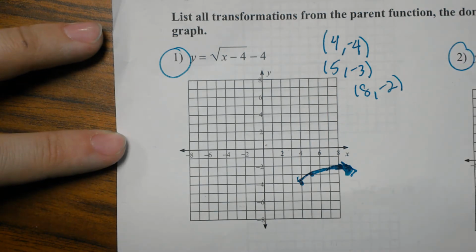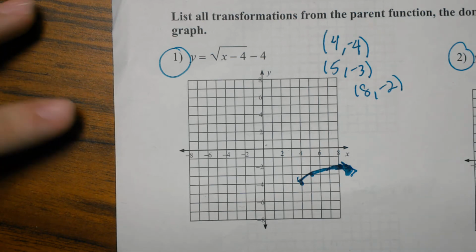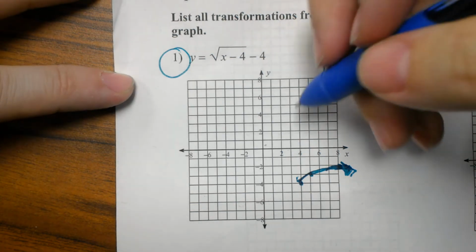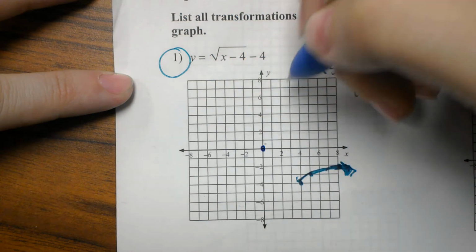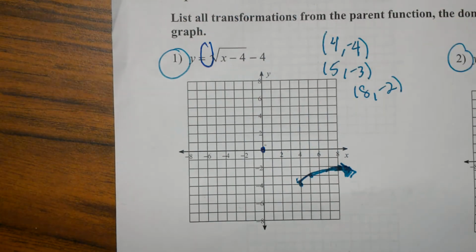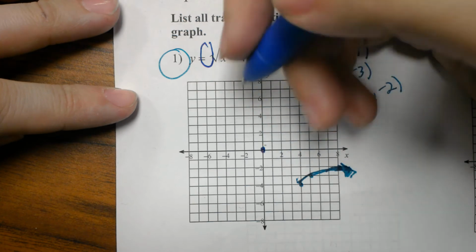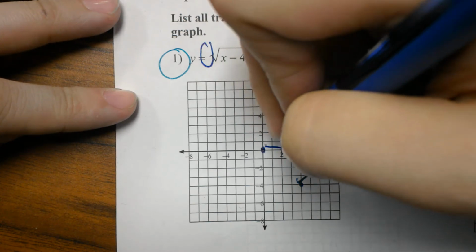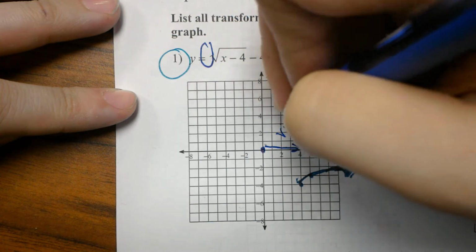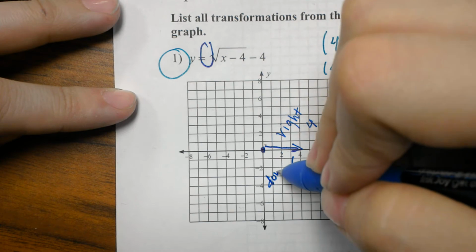I kind of messed it up, but that's how it looks. So for the transformations, I have to think about the parent function. It's the transformation from the parent function. The parent function is the square root of x, which starts at the origin. There's no number out in front, so there's no stretching or compressing. So the only thing that's happening is I'm shifting it. The point went over 4, so right 4, and then it went down 4.